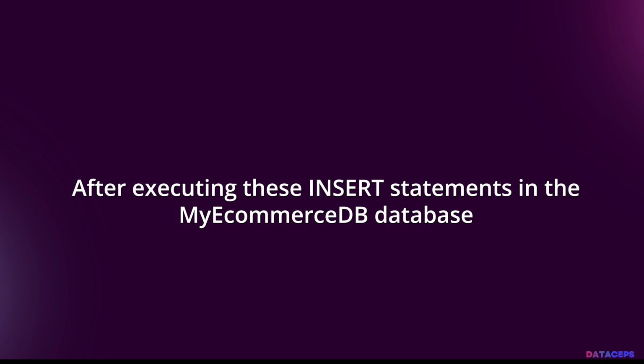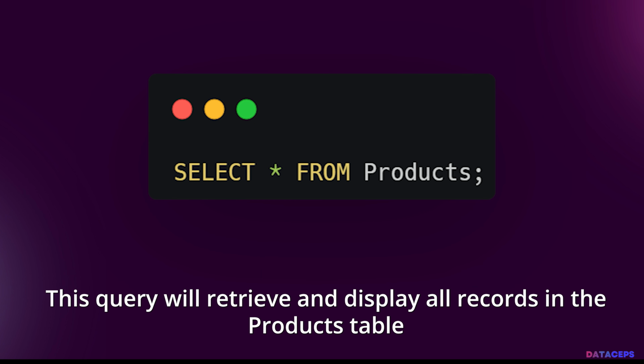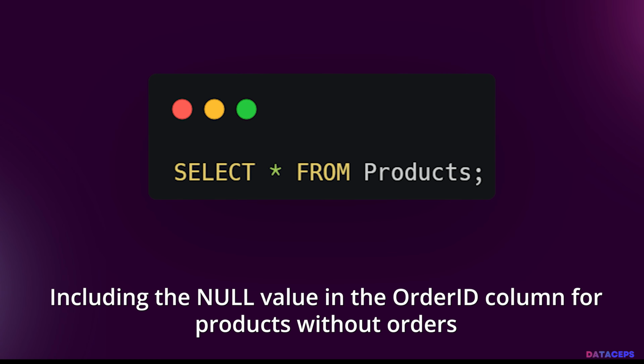After executing these insert statements in the My E-commerce DB database, you can display all the data in the products table with this query. This query will retrieve and display all records in the products table, including the null value in the order ID column for products without orders.